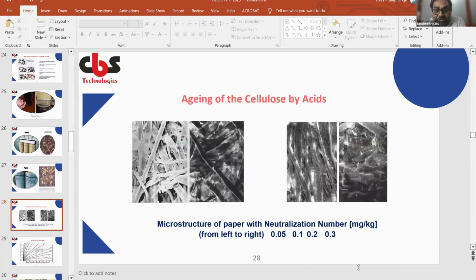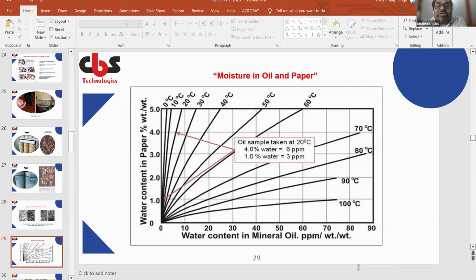Next, this is the aging of cellulose by acids. You can see the microstructure of paper with the neutralization number in milligram KOH per kg. From left to right it is 0.5 mg, then 1.1 mg per kg, then 0.2, and this one is 0.3, and the last one.